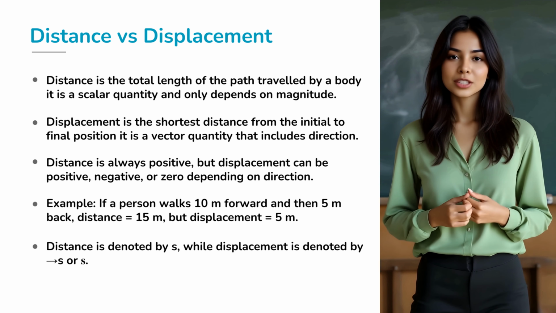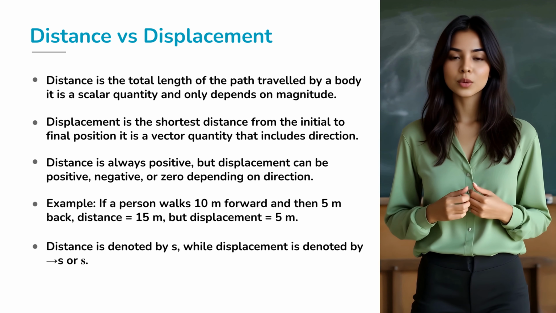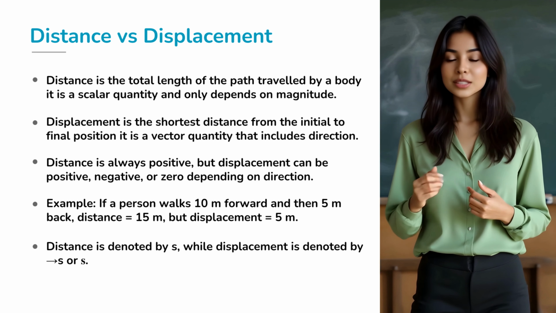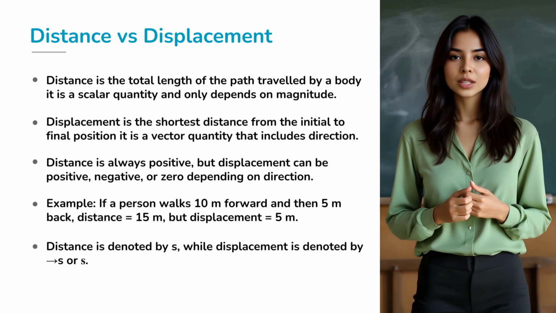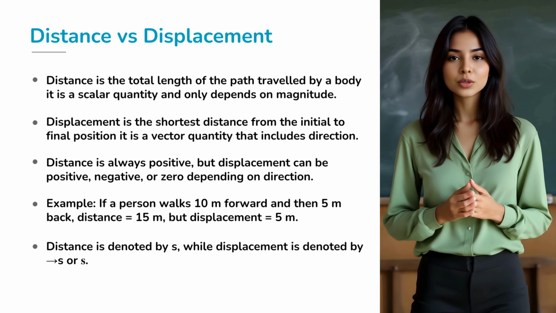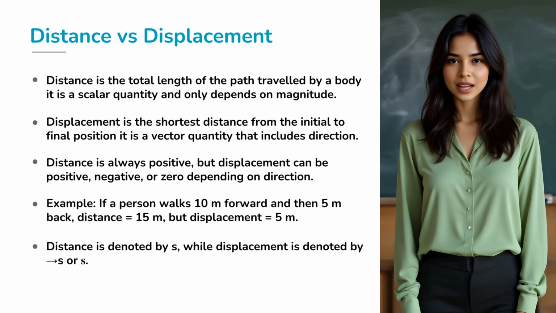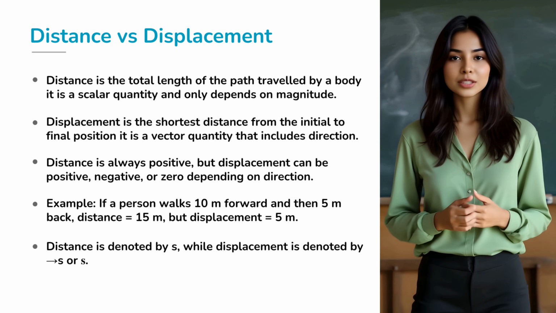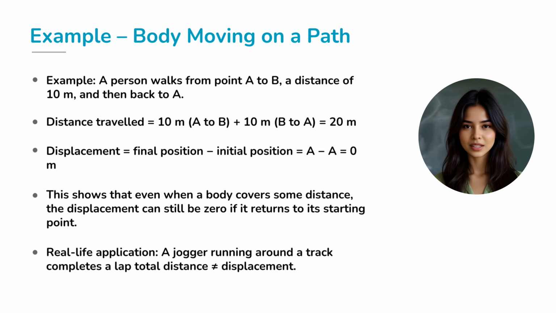So, distance is total path traveled, a scalar quantity. Displacement is net change in position, a vector quantity. We use small s for distance and s with an arrow over it for displacement to show the difference. Let's solve a quick example to make things clearer.